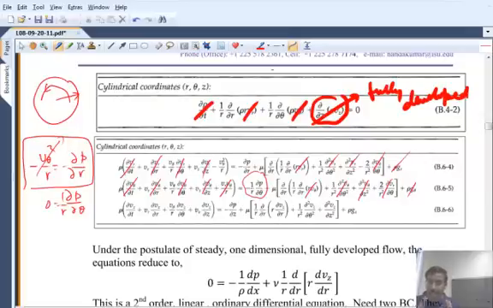So the real equation that is non-zero, that is non-trivial, is the axial momentum equation, because that's where the flow direction is. That's where you have the pressure gradient. It is steady, so you drop that term. And look at the left-hand side, the nonlinear term.